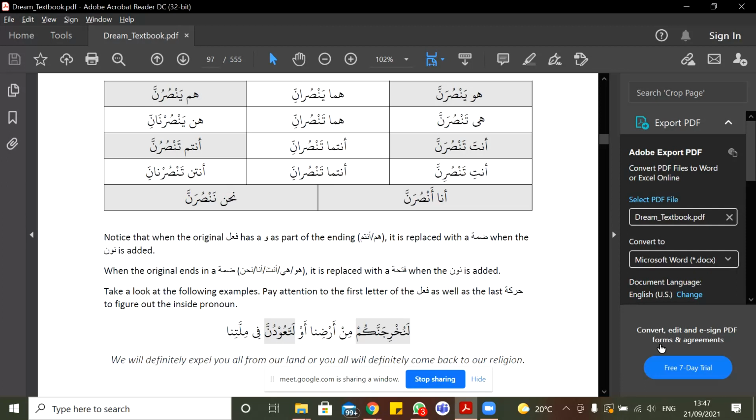Now fi millatina: again, fi is half of jar. And millatina is again another idafa form, and millati is in jar form. So it is majrur and idafa also, a jar majrur fragment. And what does fi millatina relate to regarding la taudunna? It is related to the verb, mutaalliq bil-fil.